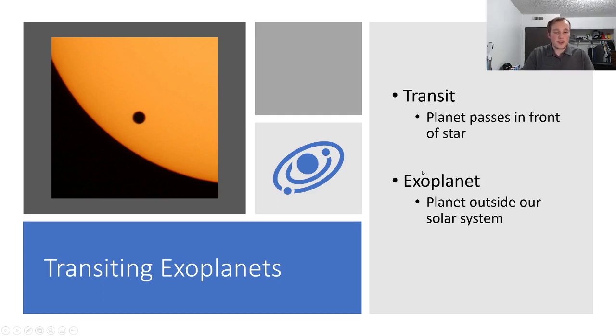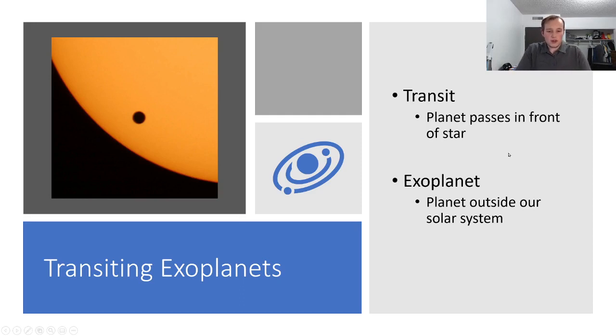And an exoplanet is a planet that is outside of our solar system. So a transiting exoplanet is a planet outside of our solar system that passes in front of its star, blocking some of the light. Now, why are we researching these exoplanets? Why are we looking for these exoplanets?